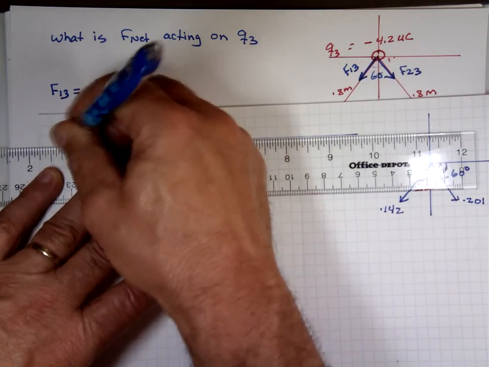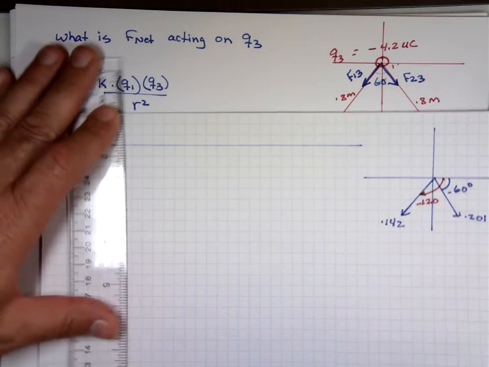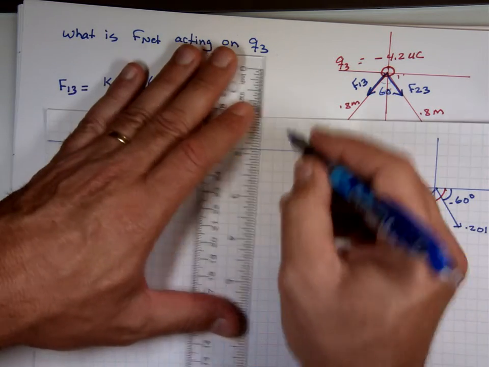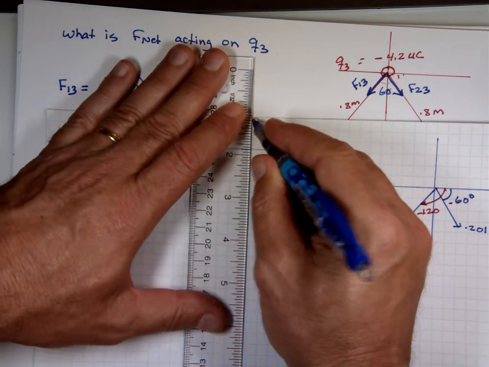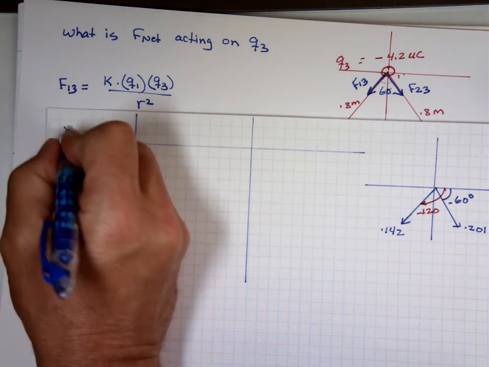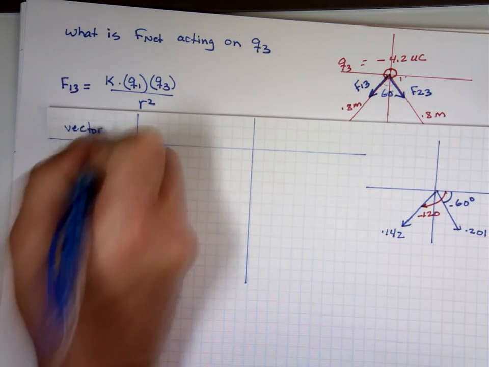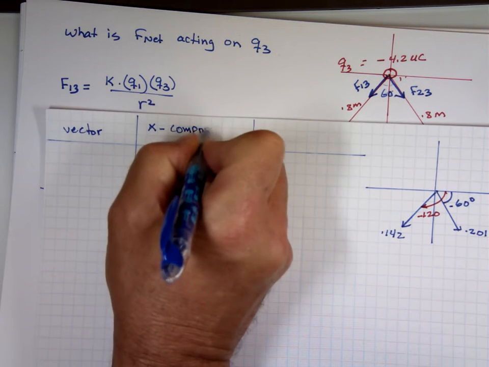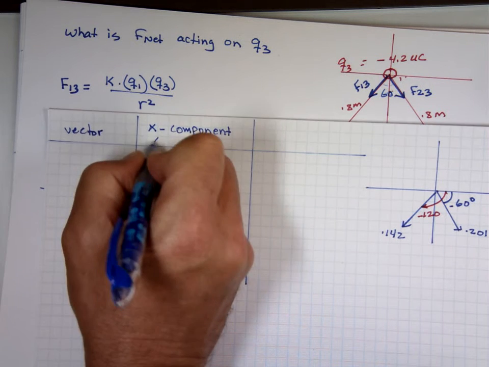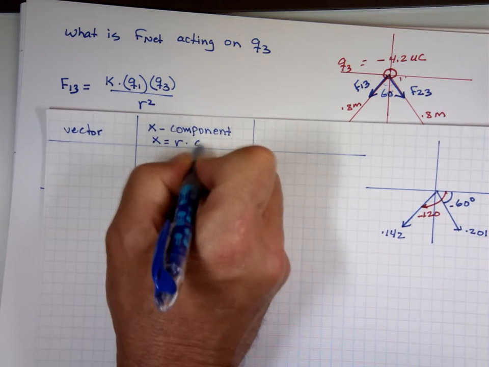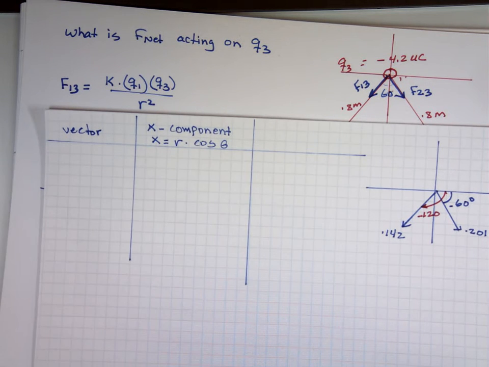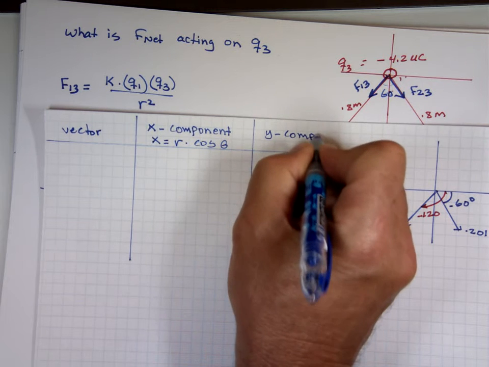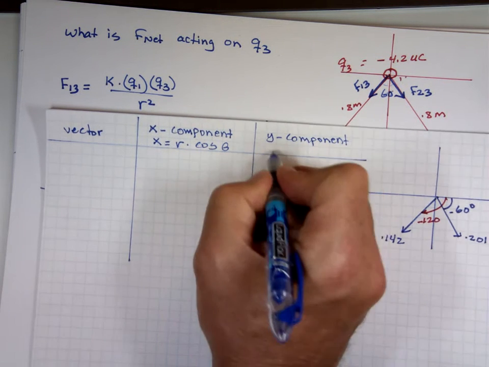We have 3 columns. The first column, second column, and the third column. The first column is going to have the vector in it. Second column is going to have the x component of the vector. And the x component is always going to equal r times cosine theta. And the y value is r sine theta.